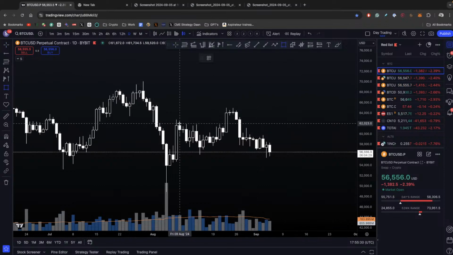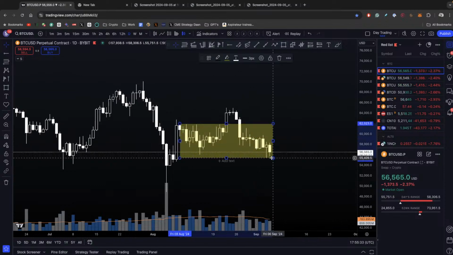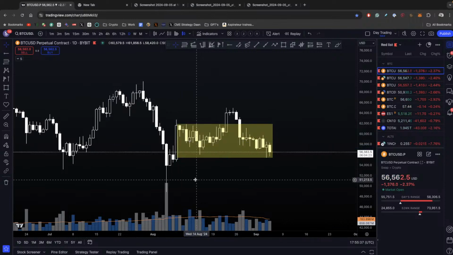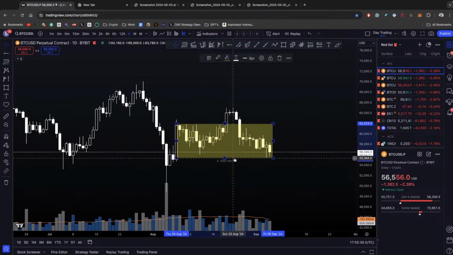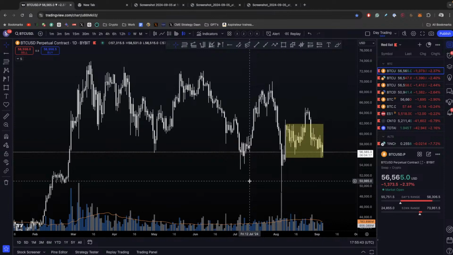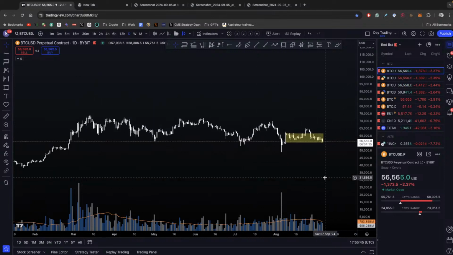So in this case, I would just let them go. I wouldn't take any trades in this environment. We just need to break out of this range, man. I cannot remember the last time I've seen such a compressed range.